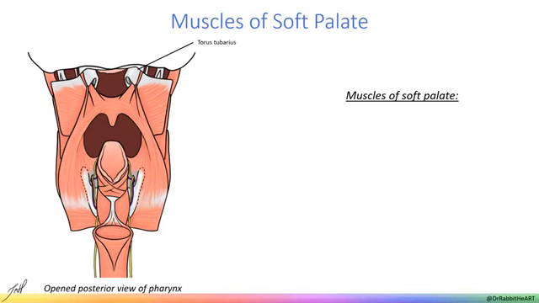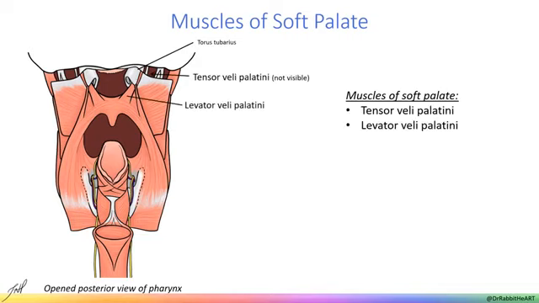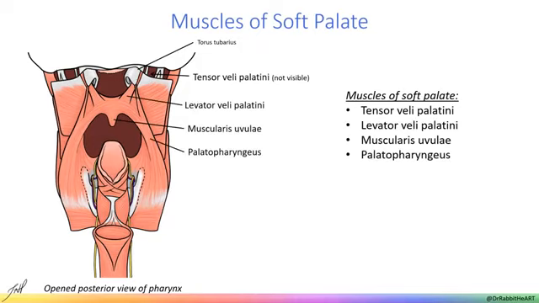Muscles of the soft palate interact closely with the pharyngeal muscles and include tensor veli palatini, levator veli palatini, muscularis uvulae, and our friend palatopharyngeus, which we discussed on the previous slide. During deglutition, or swallowing, the soft palate raises to block entry to the nasopharynx. Levator veli palatini and the muscularis uvulae elevate the palate, and the tensor veli palatini muscle essentially stretches the sides to keep the palate taut. Muscles of the soft palate are all innervated by the vagus nerve, except tensor veli palatini, which is supplied by the mandibular division of the trigeminal nerve, or V3.